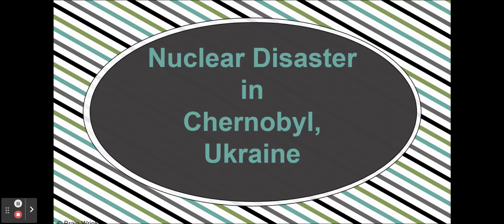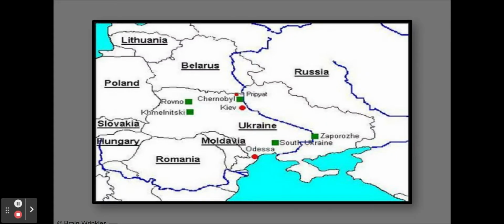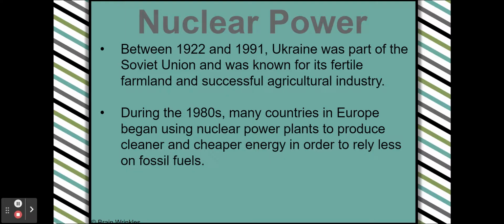Last but certainly not least, we have the nuclear disaster in Chernobyl, Ukraine. Okay. Basically, guys, if you look right here, you will see all of these areas in green. These green areas were nuclear reactors. In the 80s, there was a big push to be able to produce a lot of power. And so, one of the things that they were able to do is they were able to use nuclear power.